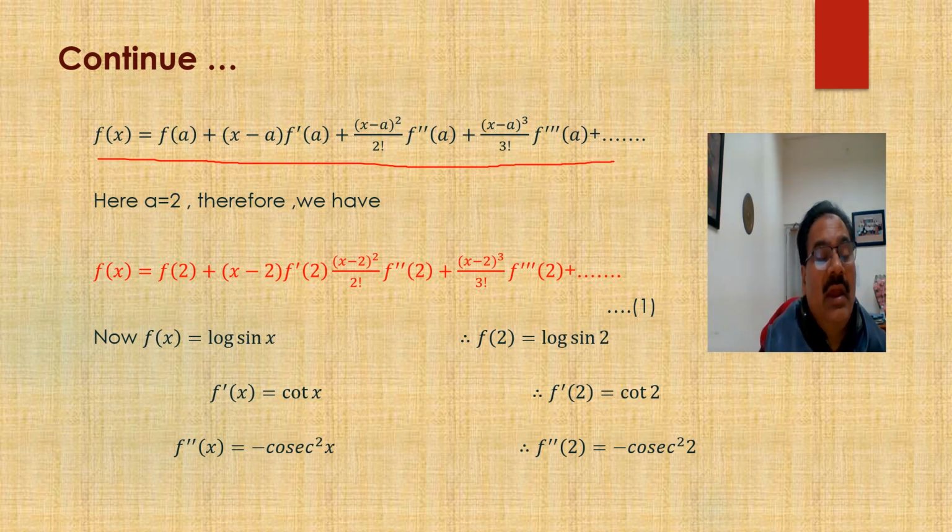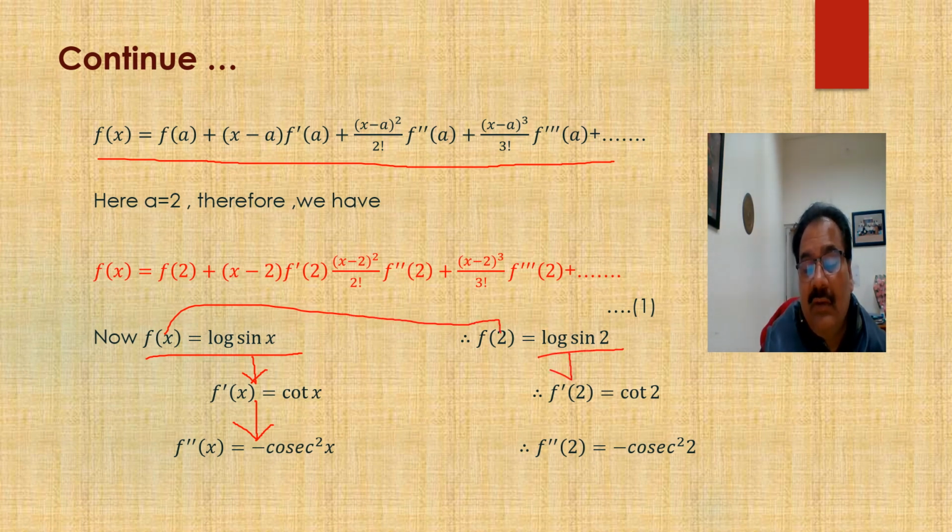Here, what is a? a is 2. Therefore, we may write f(x) is equal to f(2) plus (x minus 2) f dash 2 plus (x minus 2) whole square by factorial 2 f double dash 2 and so on. So, now here what is f(x)? f(x) is already given, that is log sine x. So, from here you will get f dash x, and from here f double dash x. Similarly, for f(2), just replace x by 2. The f(2) is log sine 2.